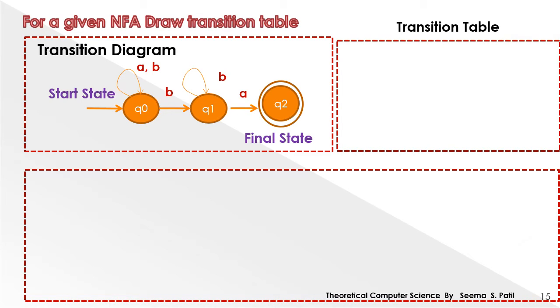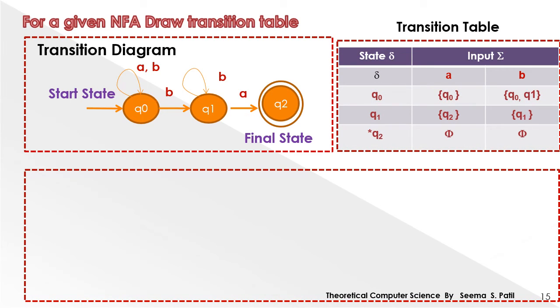A transition diagram is given for the NFA and you have to draw the transition table. This is the transition table for the given transition diagram. Here there are 3 states Q0, Q1, Q2. So write Q0, Q1, Q2 in rows. Q2 is the final state, so add one star here. And 2 input values, so write here in columns A and B. Delta is the transition function. And you have to make entries in this table.